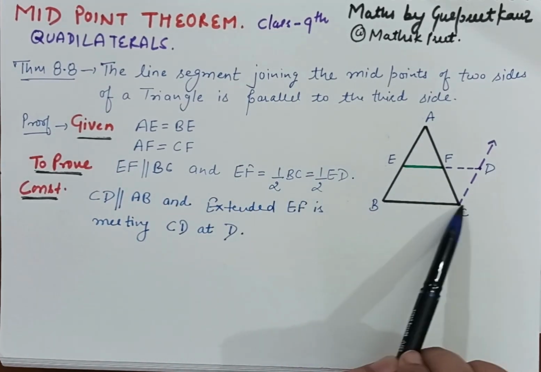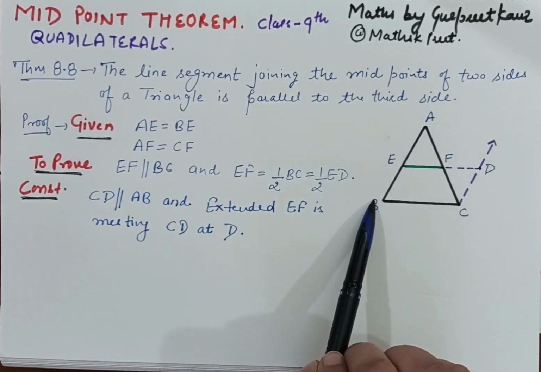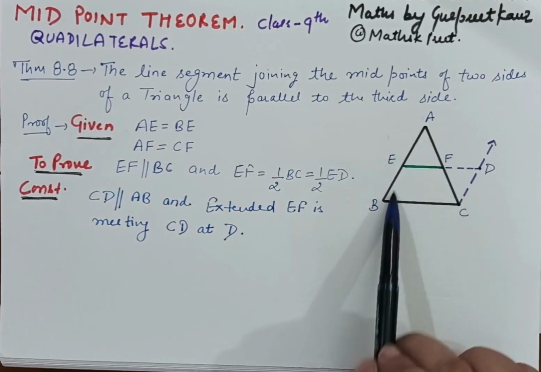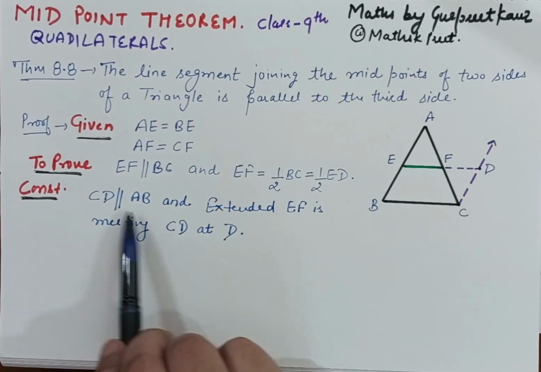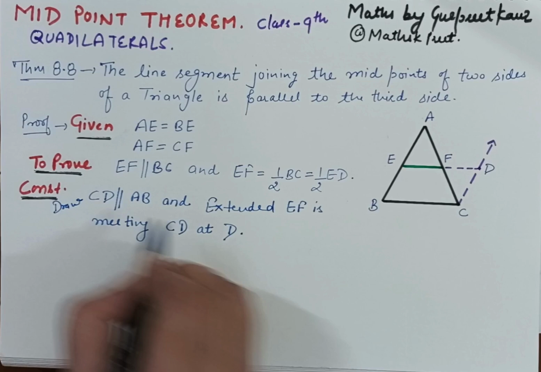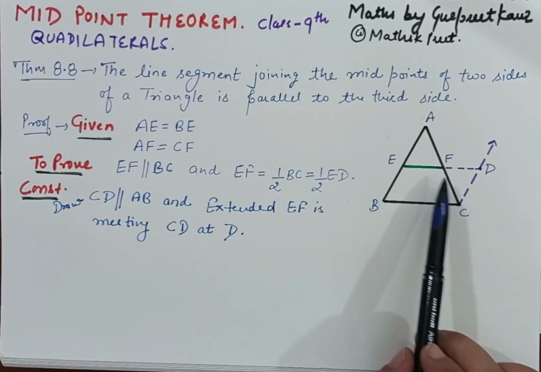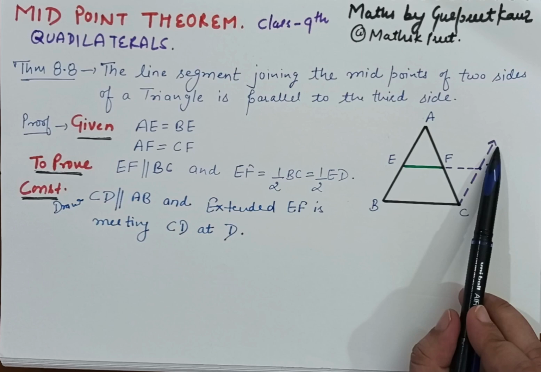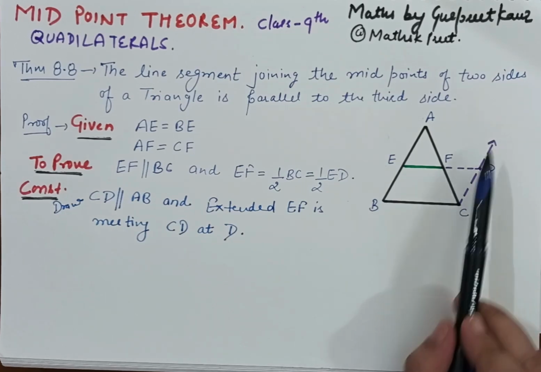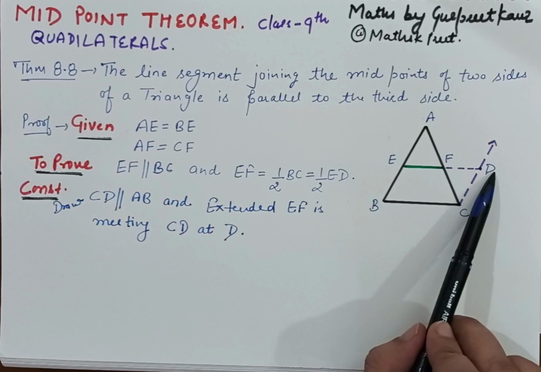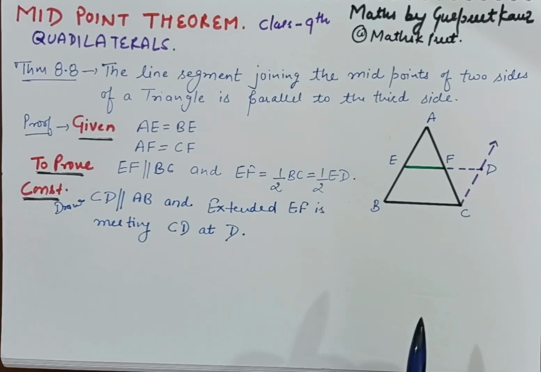So for this triangle, to prove the result, we will do a construction. What is the construction here? We will draw this CD such that it is parallel to AB. So CD is parallel to AB. We will write it like: draw CD parallel to AB and extend this EF such that it will meet this line at point D. So extended EF is meeting CD at D. This is the construction here.